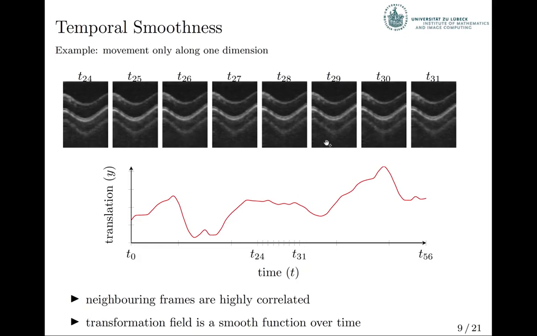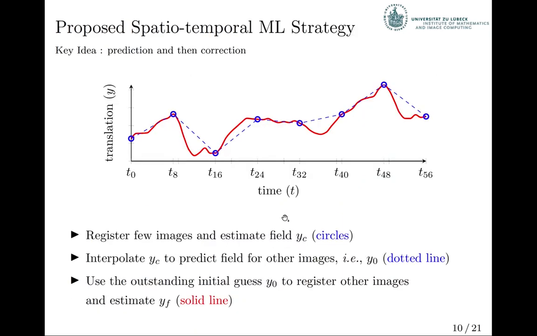We observe that all these images are highly correlated, and the transformation field is not varying too much. So what we can gain from here is that if I know the transformation field at T24 and T31, I can approximately guess the transformation field in between because of the smoothness of the transformation field.